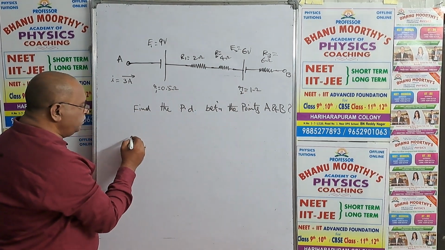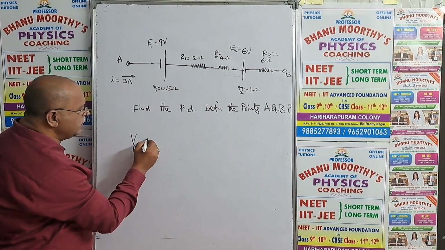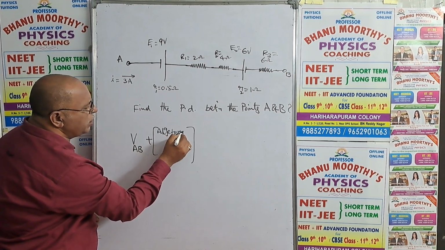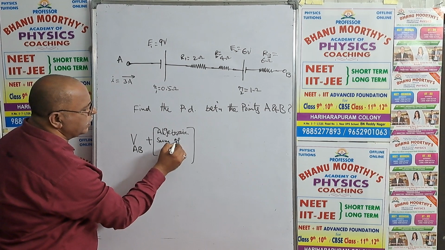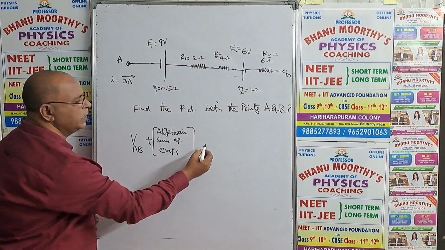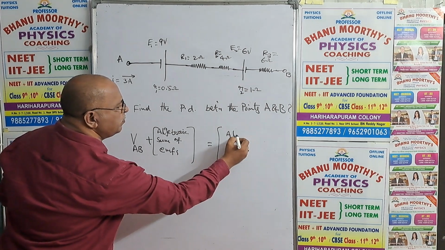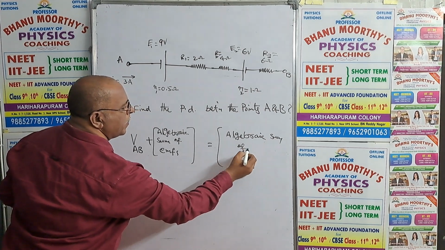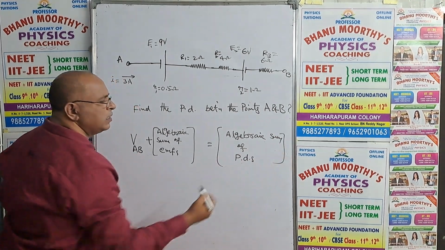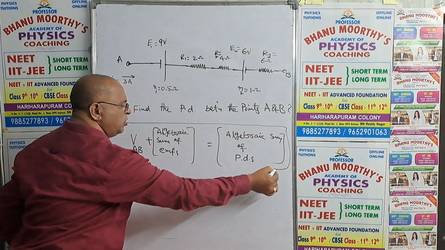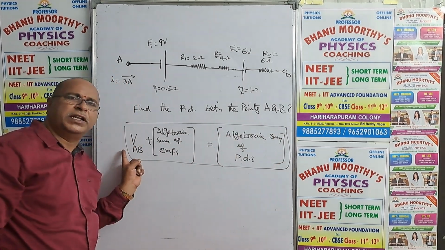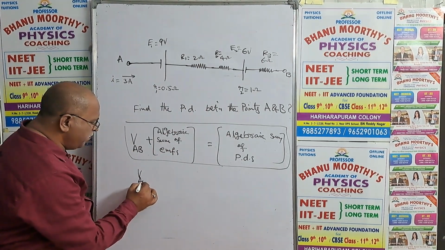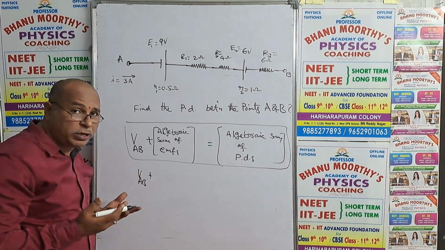Potential difference between 2 points plus algebraic sum of EMFs equals algebraic sum of potential differences. My dear students, this is the formula. Based on this formula, we can calculate the potential difference between the 2 points A and B. This we want. So VAB equals plus, what we have to write there?